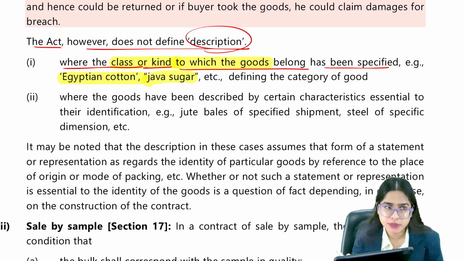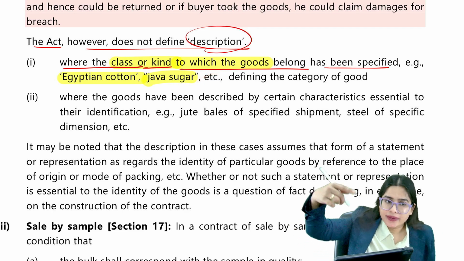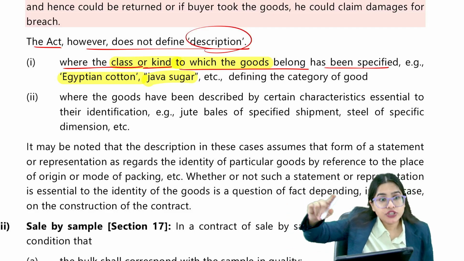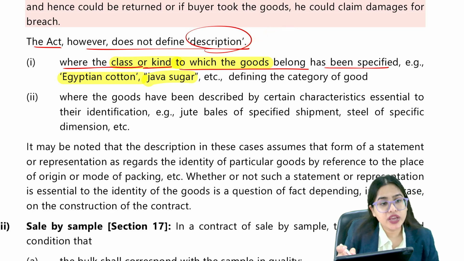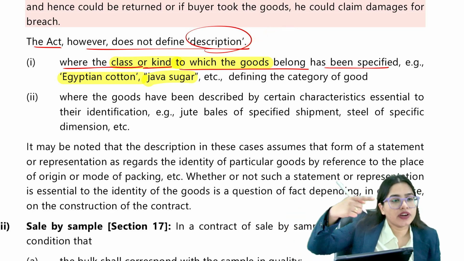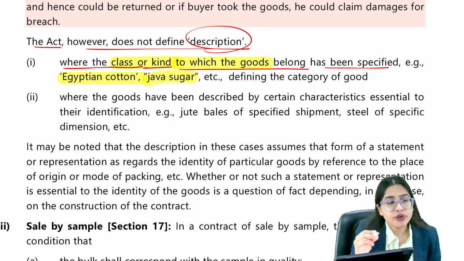Otherwise, it will be treated as breach of condition. For example, Java sugar. If I'm telling you this is Java sugar and I'm selling you Java sugar, then it should be Java sugar. This is an implied condition by description. And if it is not Java sugar, then you can return the goods to me and claim the refund. Next, how can you give the description?